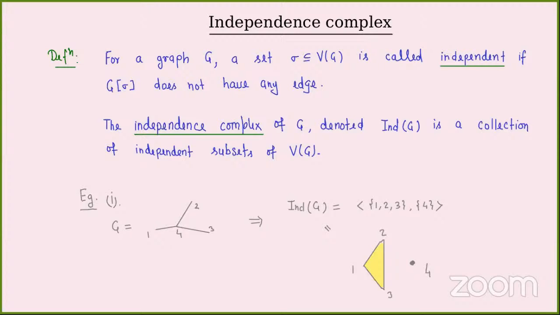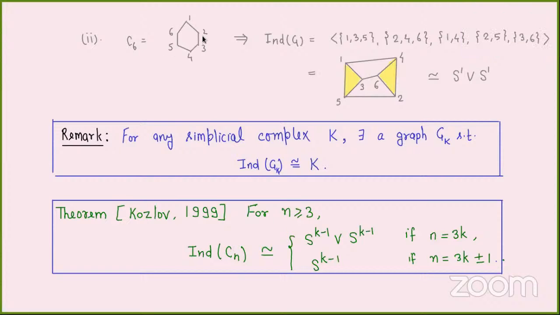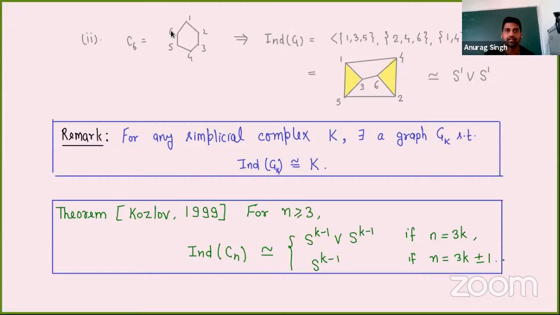Another example is when you take a cycle of length 6. A cycle graph is a graph on n vertices in which the edges are 1 2, 2 3, 3 4, 4 5, 5 6, and so on up to n minus 1 n, and then n is adjacent to 1. So here C6 is the cycle graph on 6 vertices. Now let's see what the independence complex of this cycle graph is.